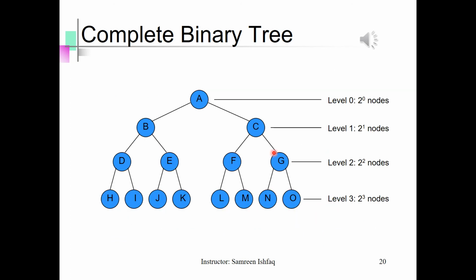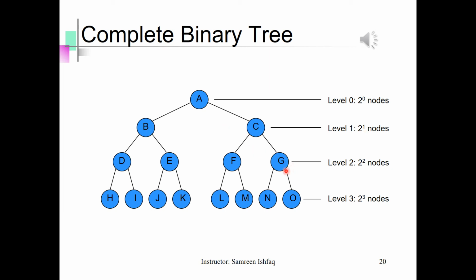If a tree is a complete binary tree, then we can find out the total number of nodes at each level. For example, node A is at level 0. So 2 power 0 is equal to 1. So there is only one node at level 0. Similarly, level 1 has two nodes. How to compute the total number of nodes? 2 power 1. 2 power 1 is equal to 2. So there are two nodes at level 1.